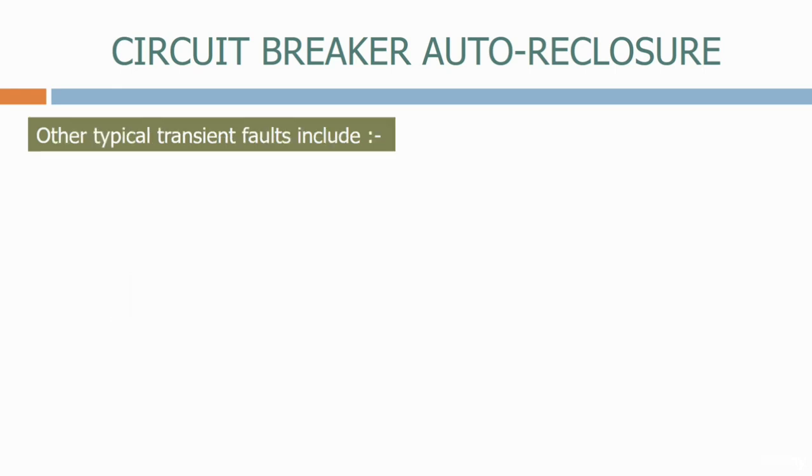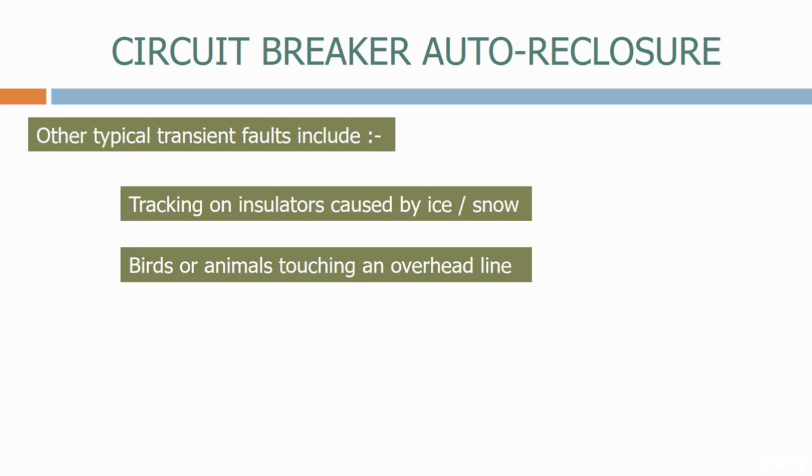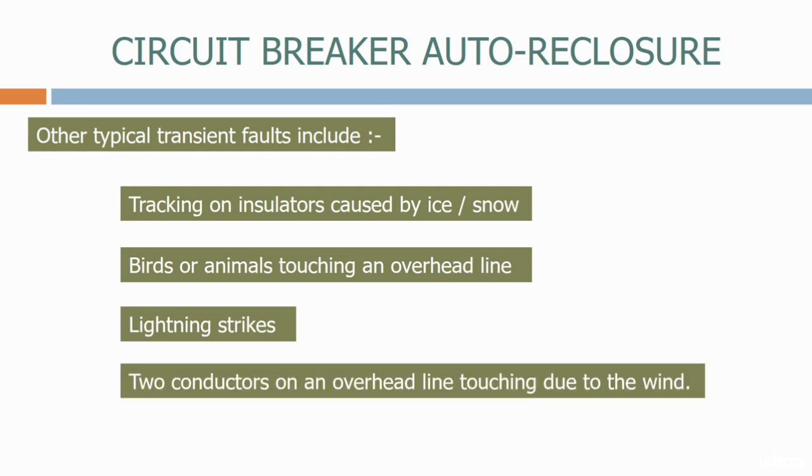Other typical transient faults include tracking on insulators caused by ice or snow, birds or animals touching an overhead line, lightning strikes, two conductors on an overhead line touching due to the wind.